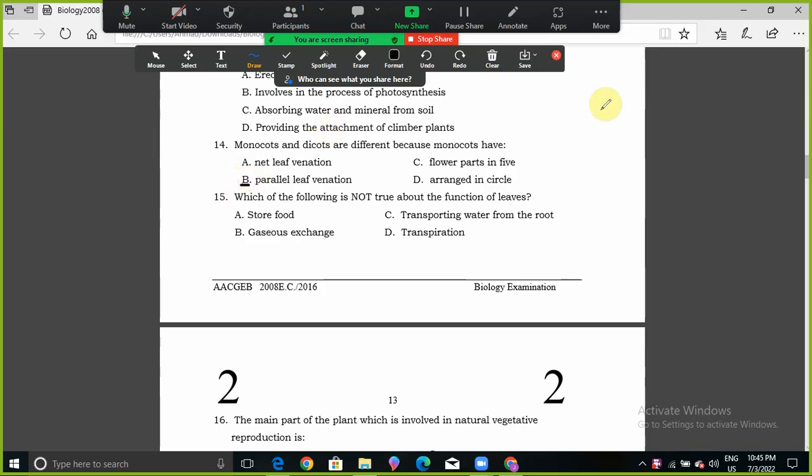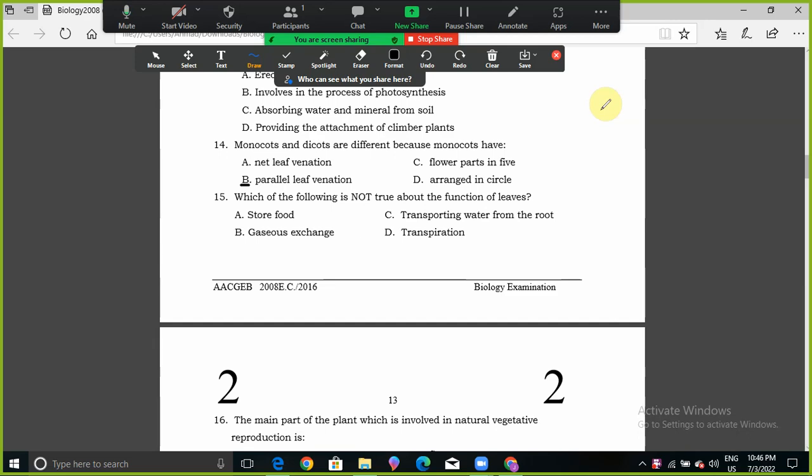Now question number 15 says, which of the following is not true about the function of leaves? Store food, gaseous exchange, transporting water from the root, or transpiration? The correct answer is C. Why? Because the function of leaves is first of all to carry out photosynthesis to make food, right? But it's not written here. And also gas exchange, yes. Transpiration, which is water loss, and also storing food.